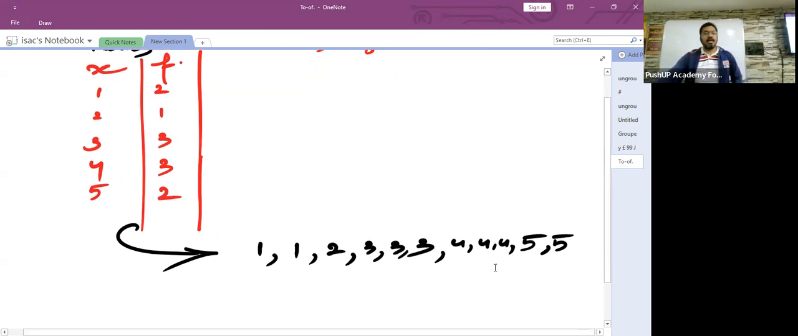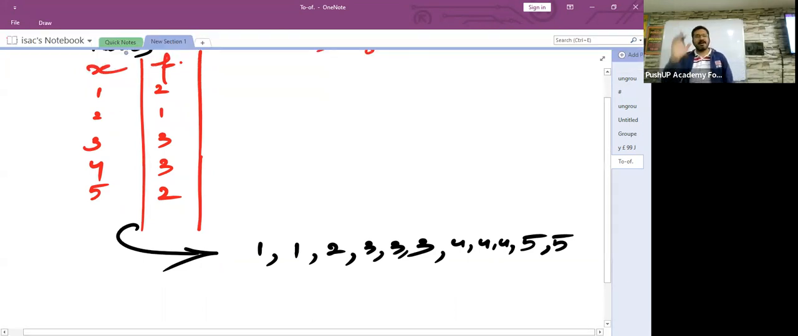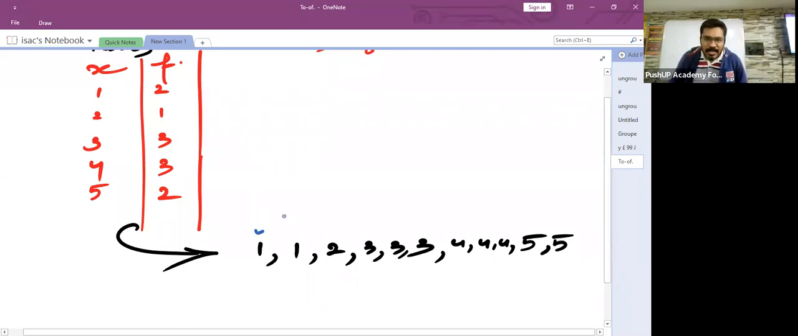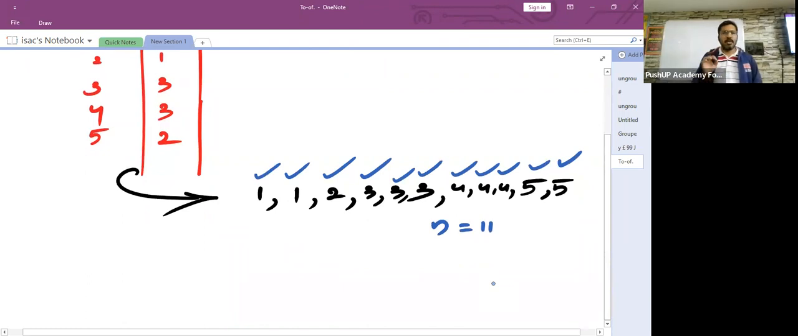It makes sense. Now, if I had asked you to find the median value, within 10 seconds you would have given me the answer. First, you would have counted the number of observations. How many are there? Count it, 11. So I am getting n equal to 11. The total number of observations is 11. What is 11? It is an odd number.